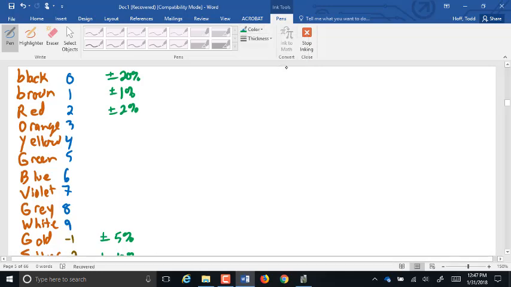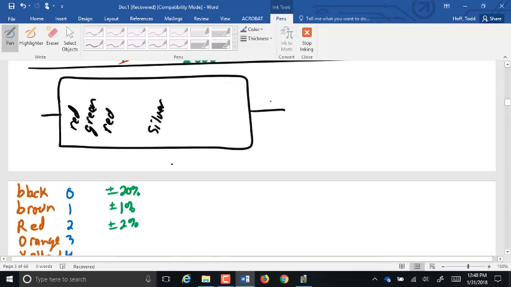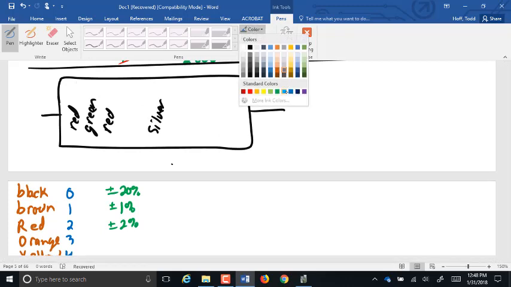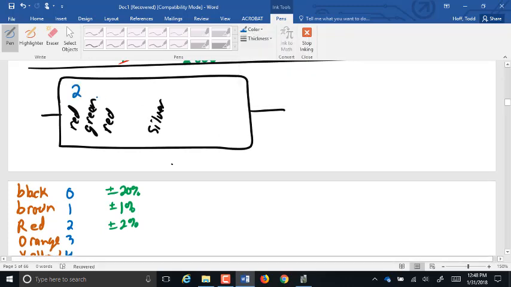what we have up top here, red, green, red. Red, of course, is the number 2. Green is the number 5. The third band is a power of 10. That's 10 to the power of 2. Scientific notation. So that is 25 times 10 to the power of 2 is 2,500. And of course, silver is plus or minus 10%.